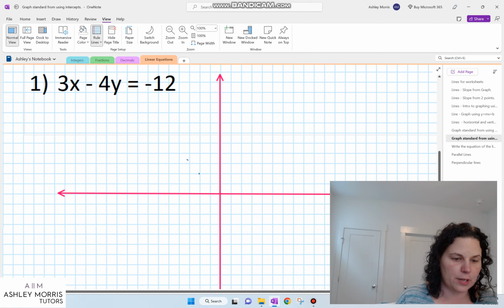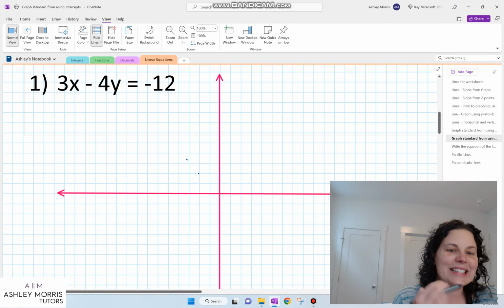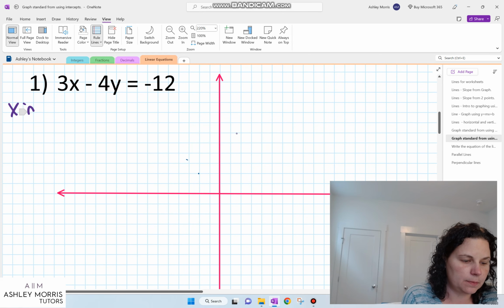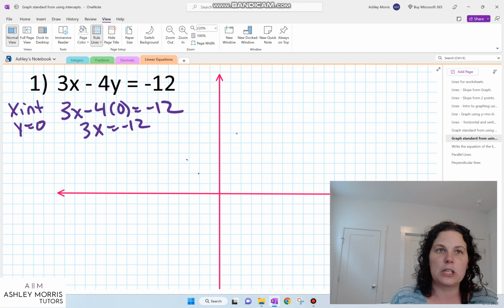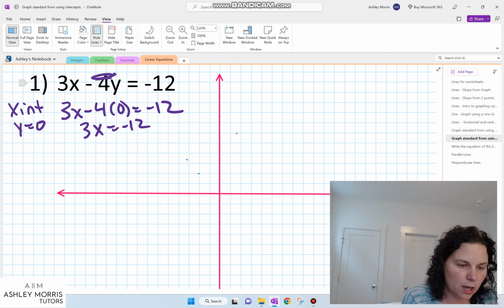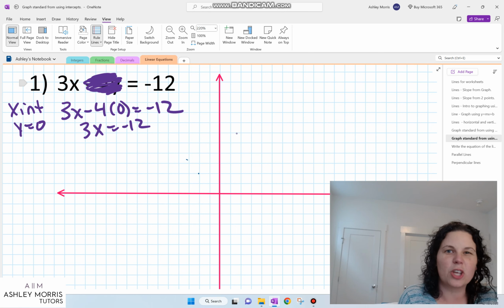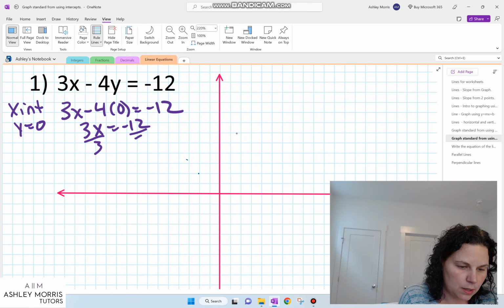Let me zoom in so I can make sure I have space. So my x-intercept was when y equals 0. So that's what we're going to do. We're going to plug in 0 for y, and then we're going to solve this. So that ends up giving me 3x equals negative 12. There's a lot of people that teach a cover-up method where they just cover this up with their finger. I'm going to show you all the work first, and then we can do that later. Divide by 3, and we get x equals negative 4. So my x-intercept, 1, 2, 3, is negative 4.